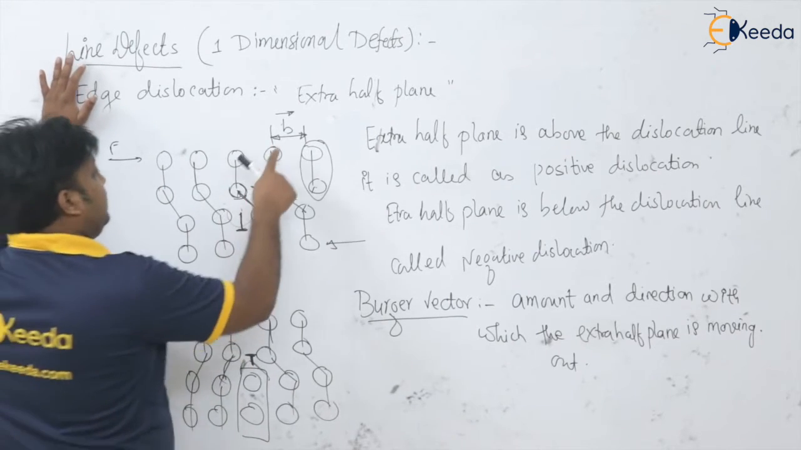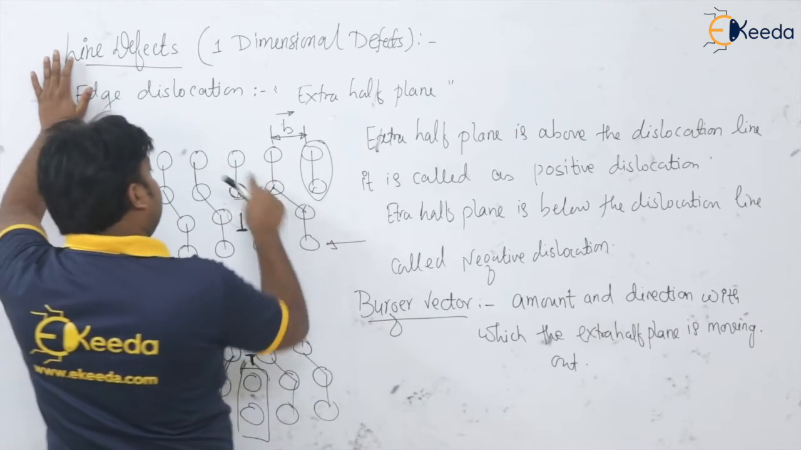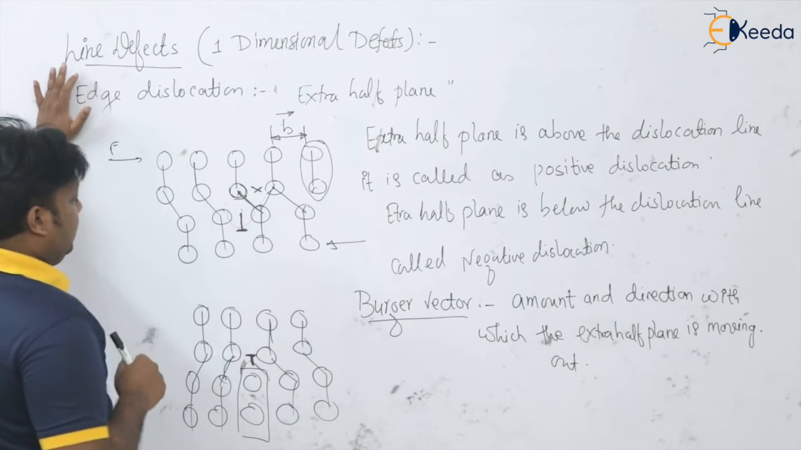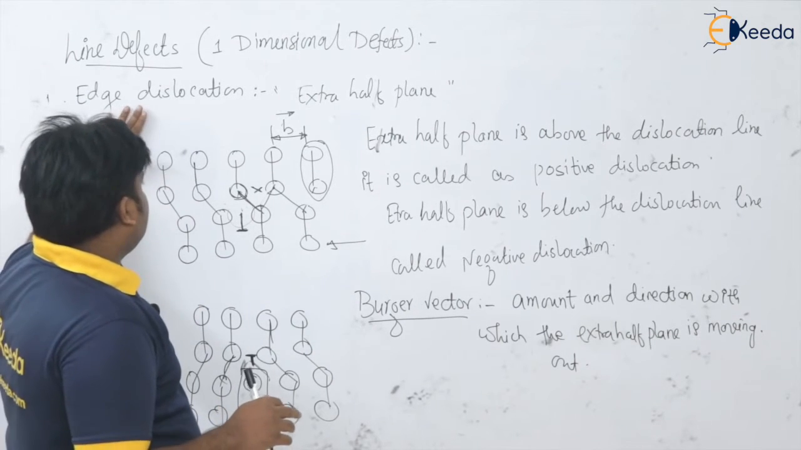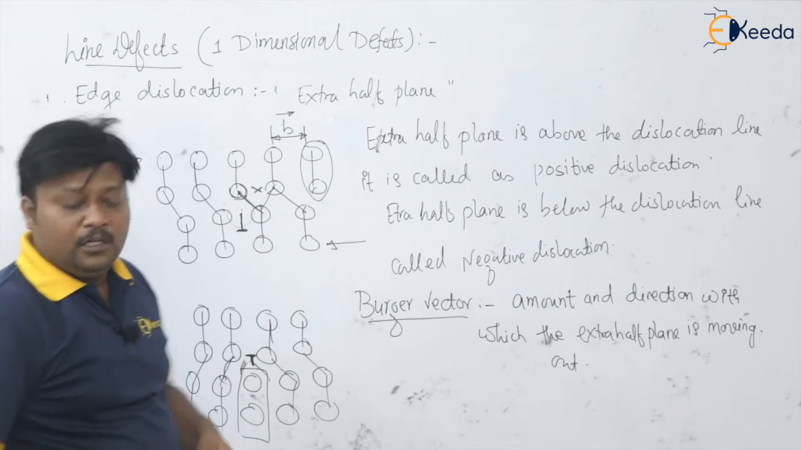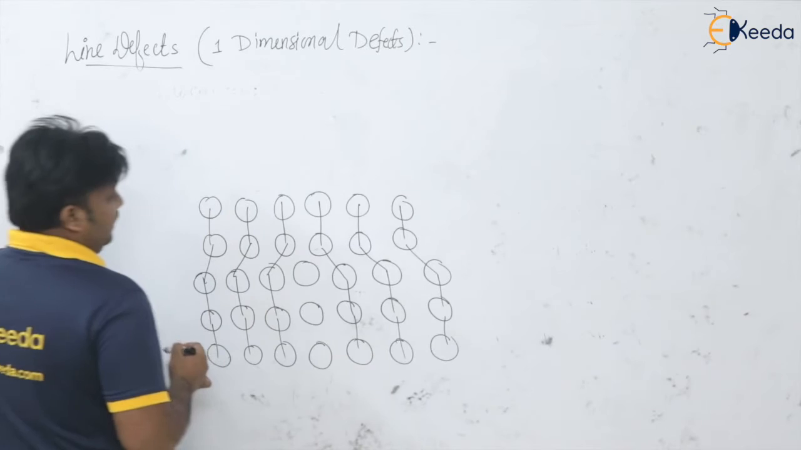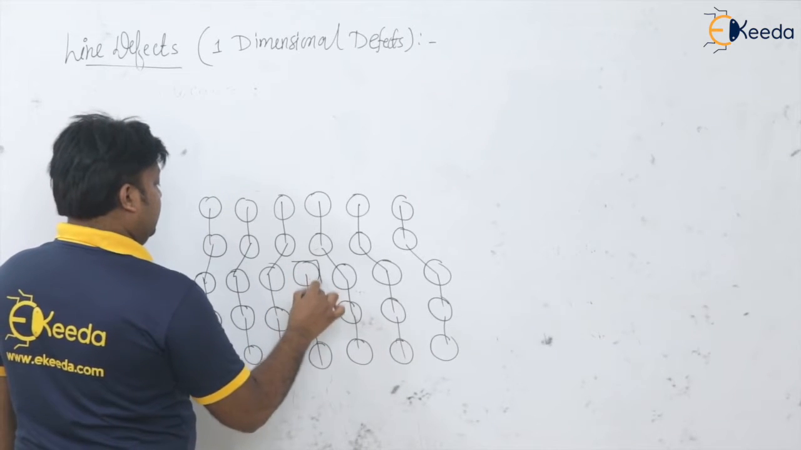So b bar is this Burgers vector. So this dislocation line can also be represented by this Burgers vector. And if we talk about the Burgers vector for this edge dislocation, how to get this Burgers vector, let us see. So see here, you can see here, this is the dislocation, isn't it?